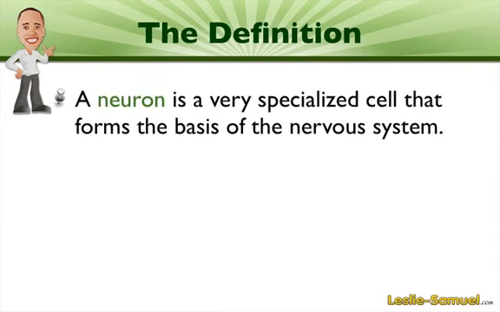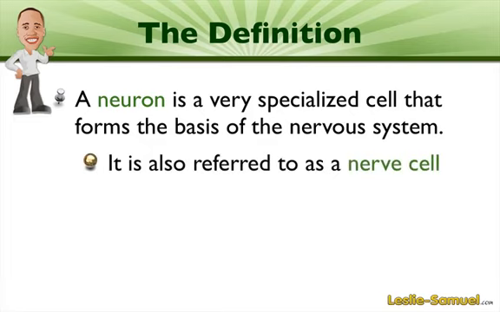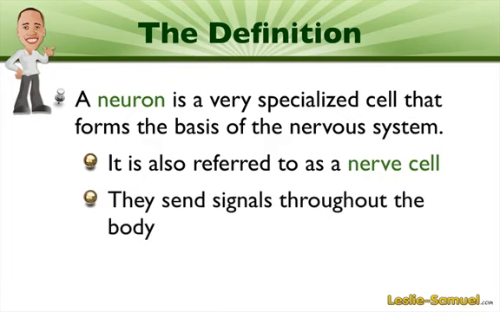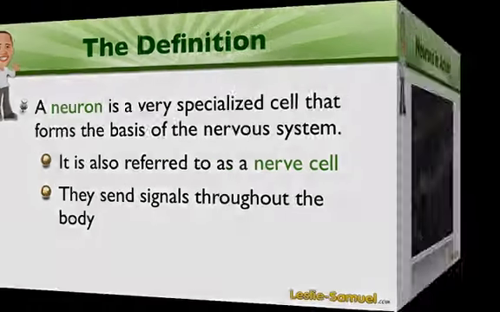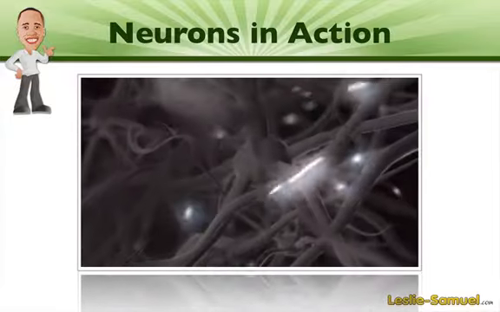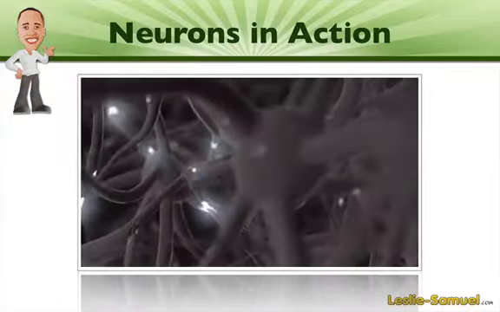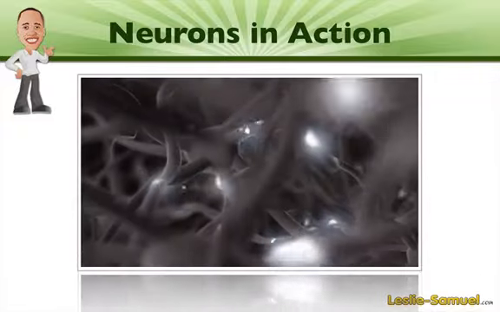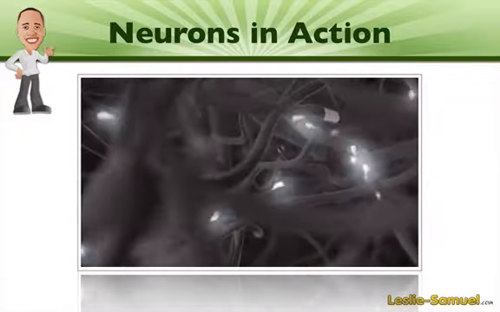Now that we have that situation in your mind, let's talk about the definition of a neuron. A neuron is a very specialized cell that forms the basis of the entire nervous system. It's also referred to as a nerve cell. And these cells are specialized in that they send signals throughout the body, and they can do that really rapidly. This animation gives you an idea of how these cells can send signals from one to another in a very rapid way, and actually it happens significantly faster than what's depicted here.